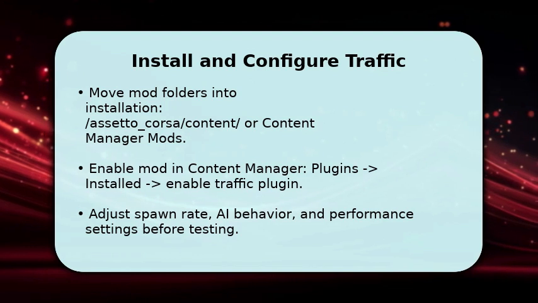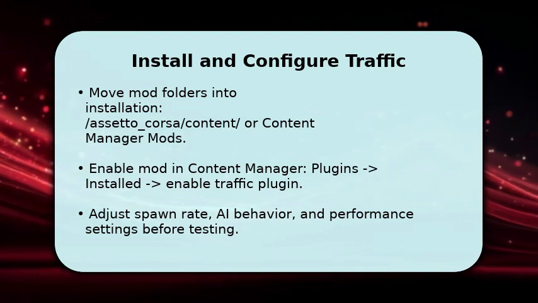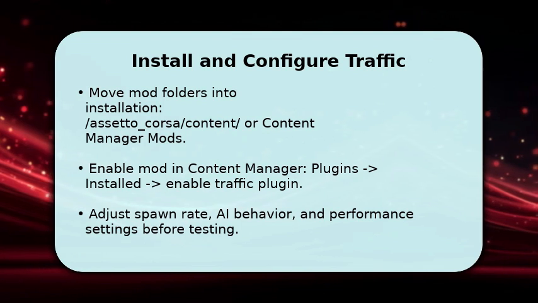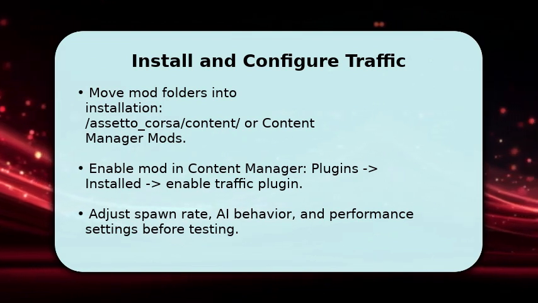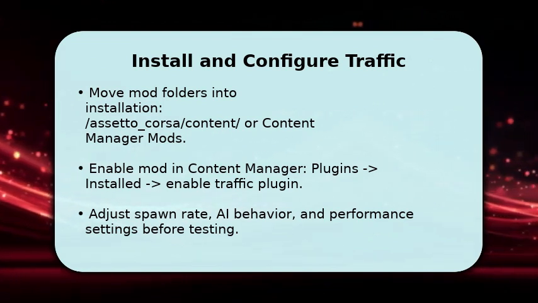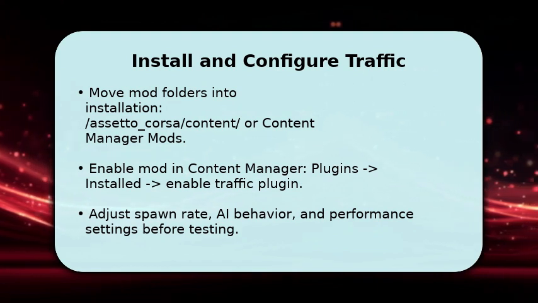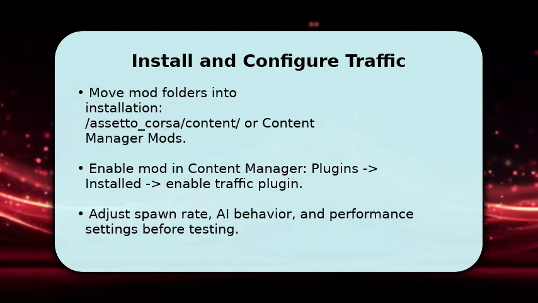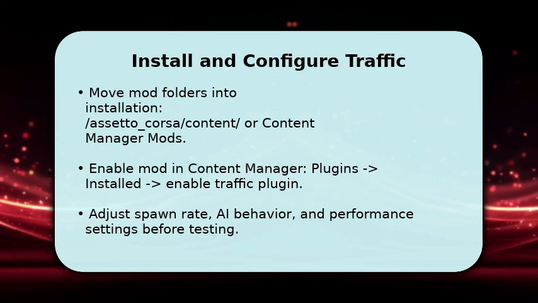Then configure key options: vehicle spawn density, AI behavior, and performance limits to balance realism and frame rate. Make small changes and apply them. This step avoids crashes and tells the mod how many cars to create and how aggressively they behave in traffic.